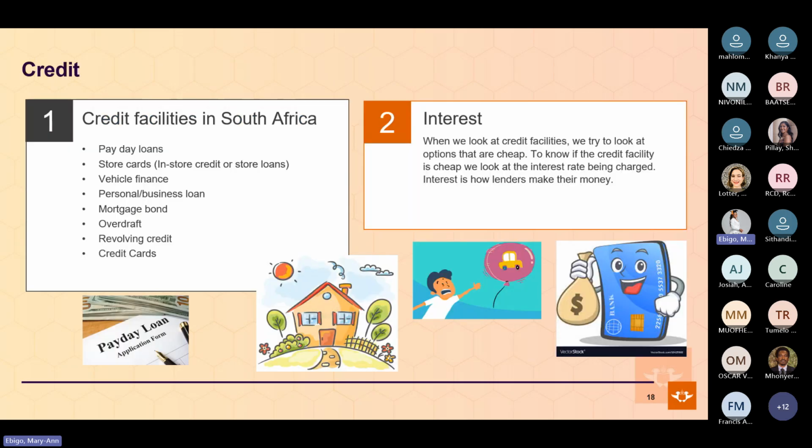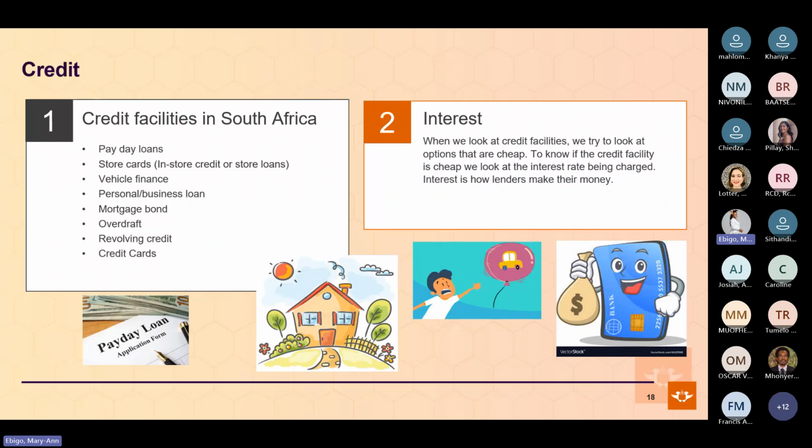So the credit facilities in South Africa include the following: payday loans. They are short-term, usually payable within a month. So when you do get paid, you have to pay it back. Payday loans don't come with collateral. So if you find that you're trying to get a payday loan and they're saying that they need some of your assets, it's not allowed. A payday loan is not supposed to require collateral.